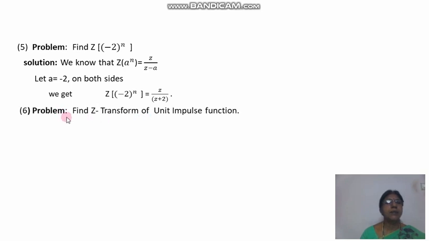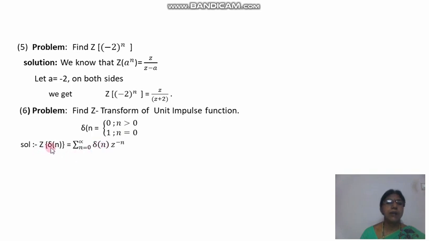See the next one. Find Z transform of unit impulse function. In last classes we saw Z transform of unit step function. Okay, here it is unit impulse function. The unit impulse function is defined by delta of n is equal to 0 for n greater than 0, 1 for n is equal to 0. Now we see the solution.